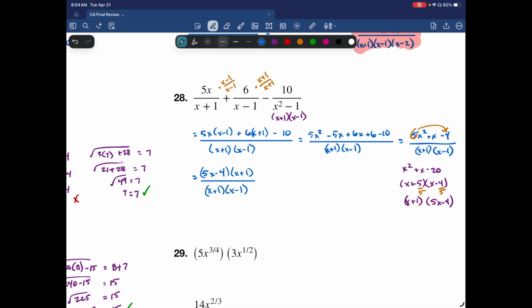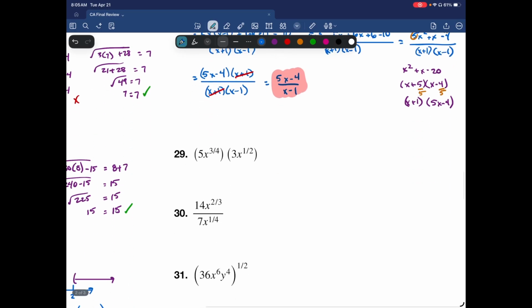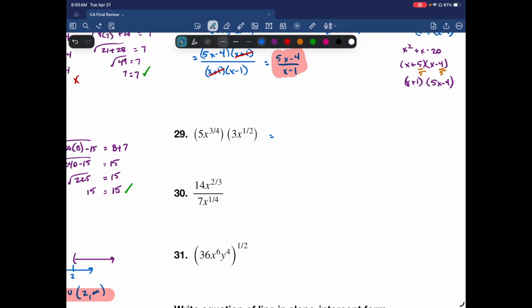All right, so I can cancel the x plus 1s. 5x minus 4 over x minus 1. All right, on 29, I'm going to multiply. It's going to be 5 times 3 is 15. And then when you multiply like bases, you add your exponents, so you get 3/4 plus 1/2. Using your calculator, you can find out that 1/2 is 2/4. Okay, so that's going to be 15x to the 5/4. All right, there you go.